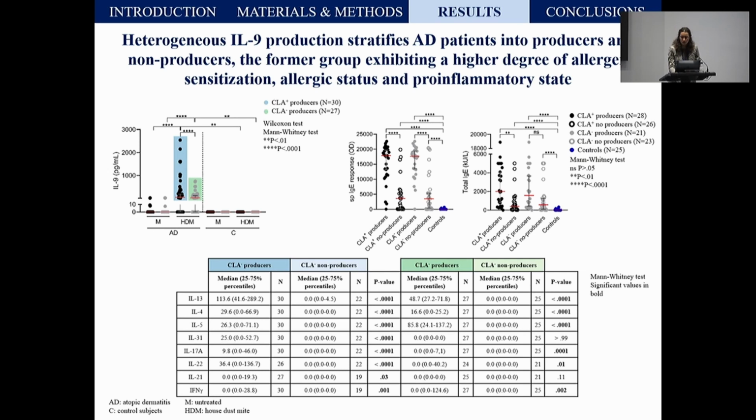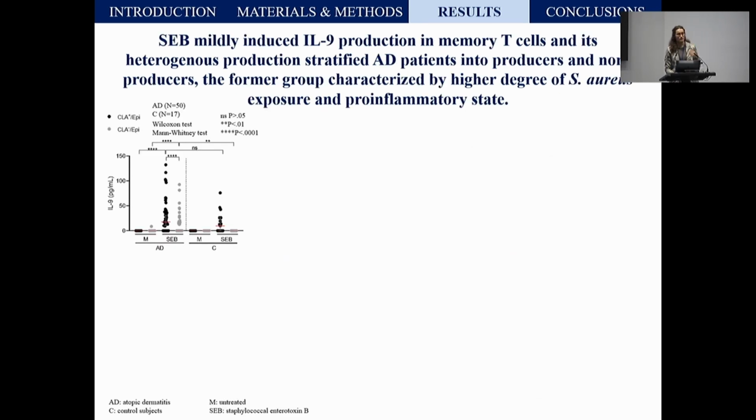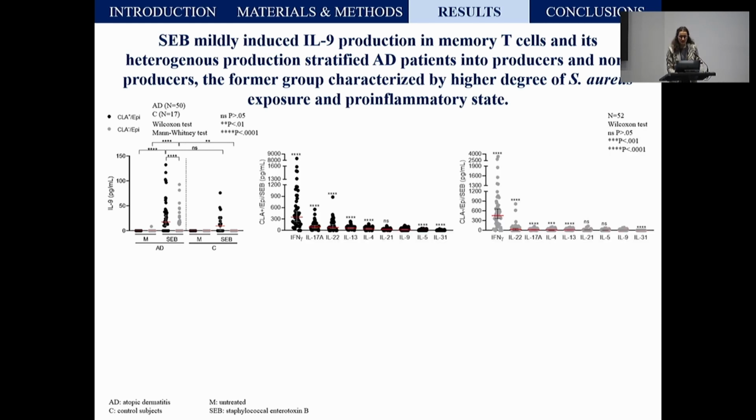Next, we wanted to know if other known triggers of atopic dermatitis could induce IL-9 production. CEP was able to induce this IL-9 production in both, again, CLA positive and CLA negative memory T cells co-cultured with autologous epidermal cells. But this production was lower compared to other Th1, Th2, and Th17 cytokines measured in our co-culture, which means that CEP mildly induces IL-9 production as compared to house dust mite allergen.